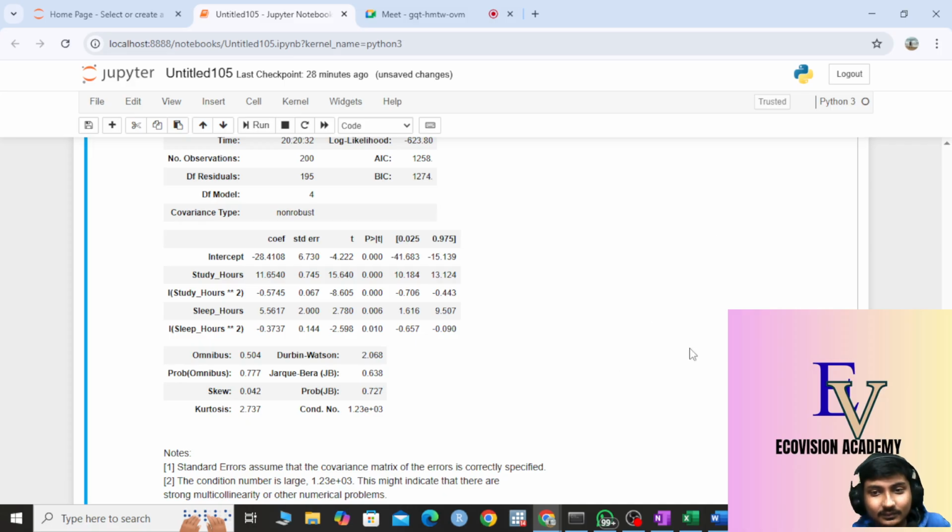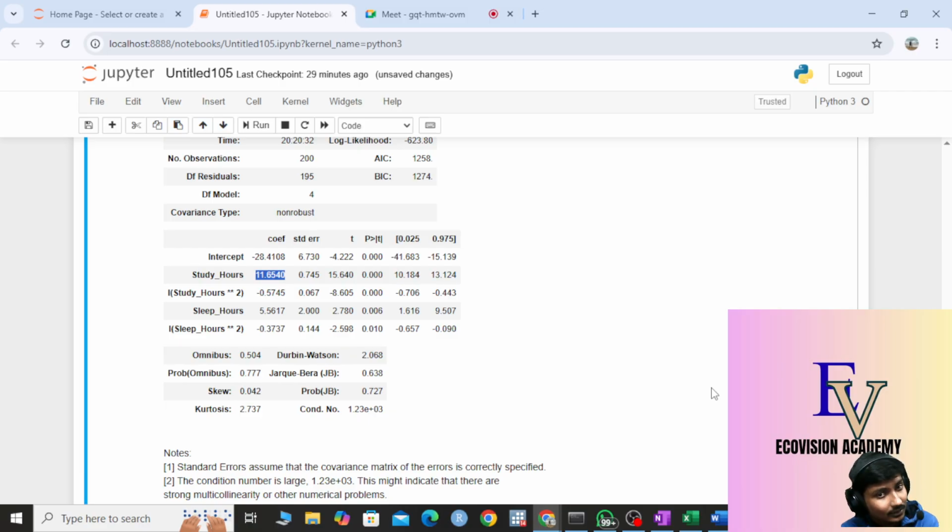Just see. Are study hours and study hours square significant? Are sleep hours and sleep hours square significant or not? Just interpret. There is a very good interpretation. So if my study hours increases, what will happen to score? Will it increase or decrease?